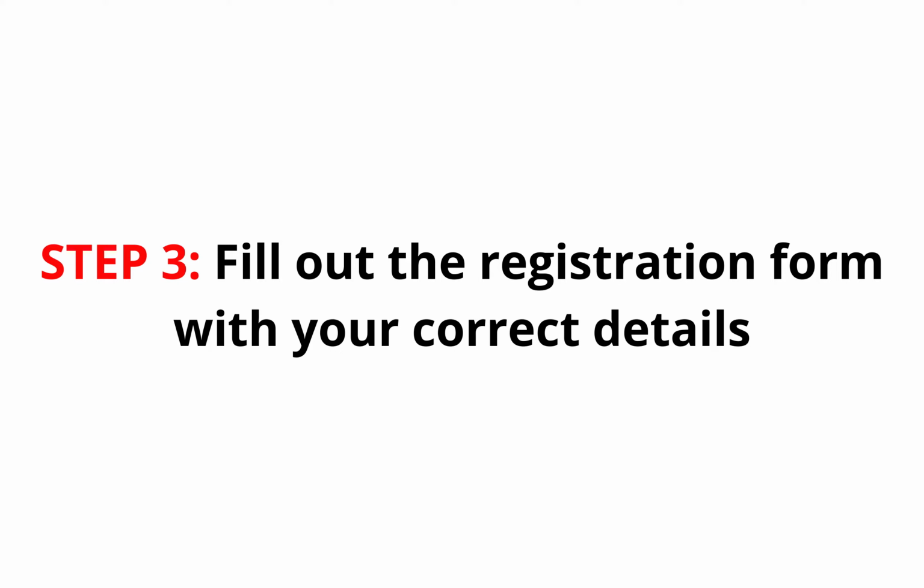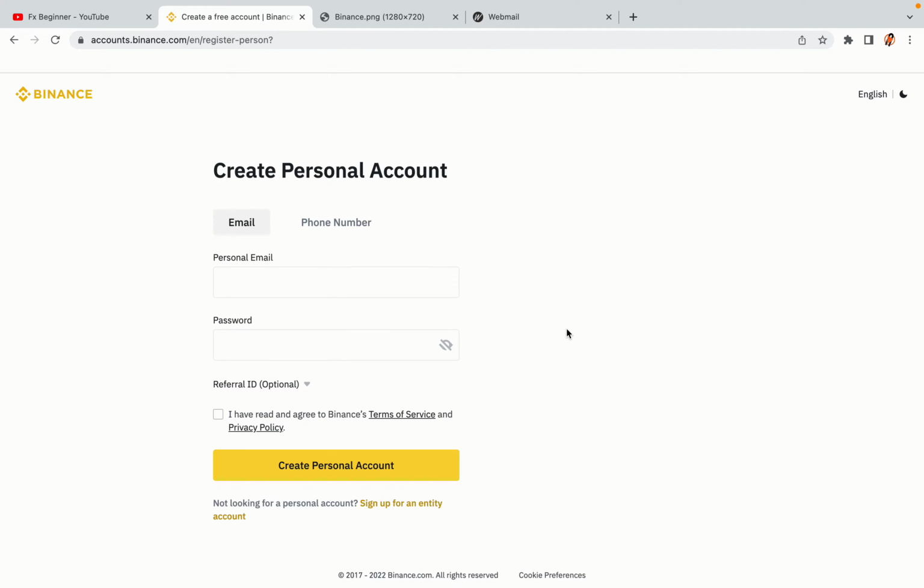Step 3. Fill out the registration form with your correct details. Type in your email address and use a strong password to secure your account. When you're done filling out the form, tick the box and click on the Create Personal Account button to register your account.